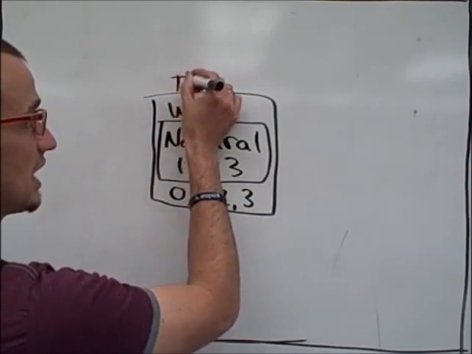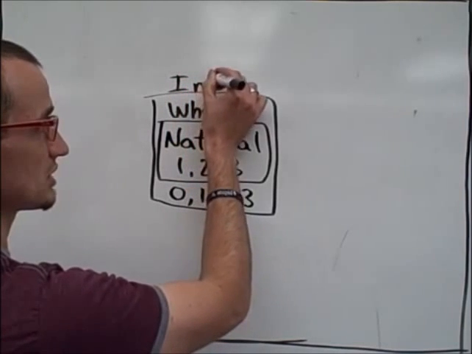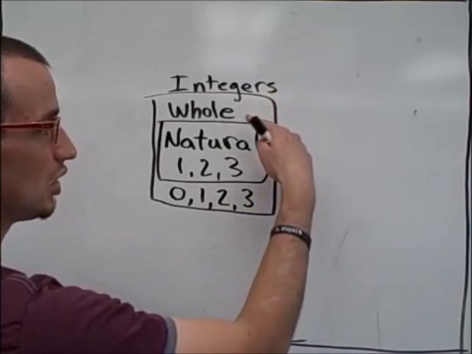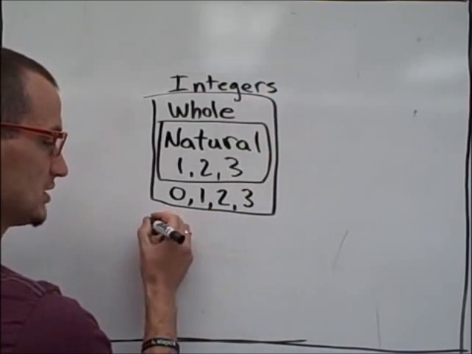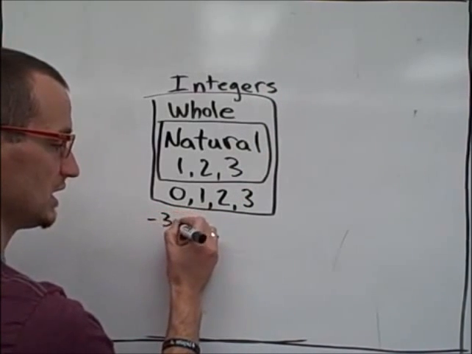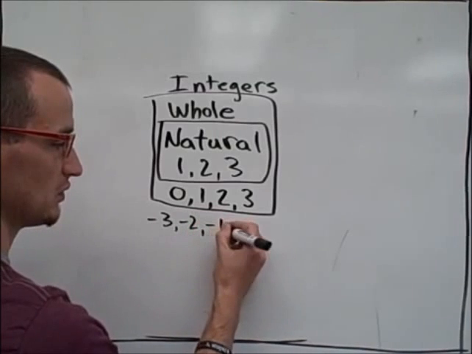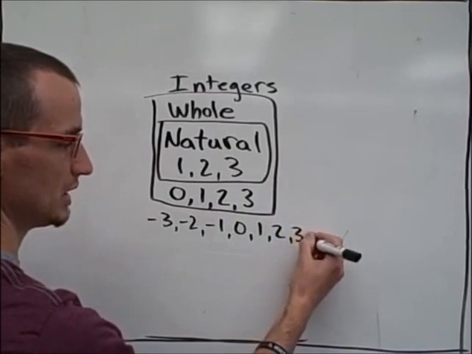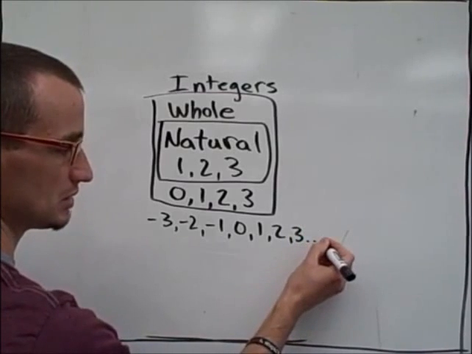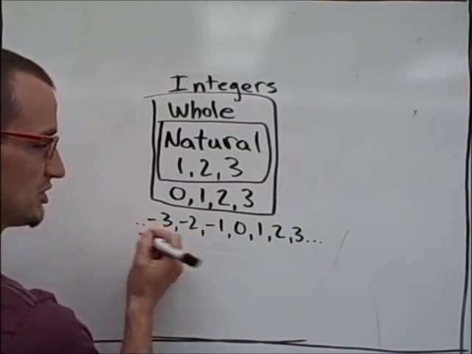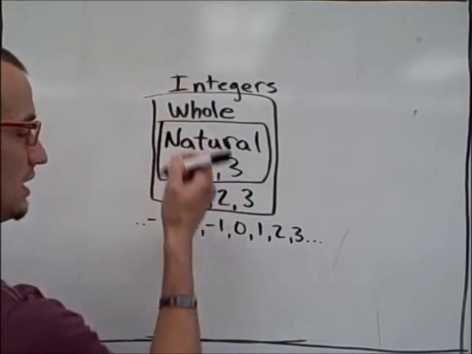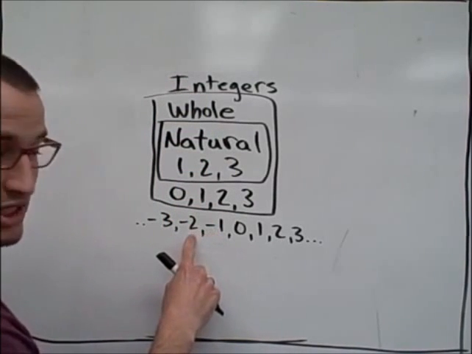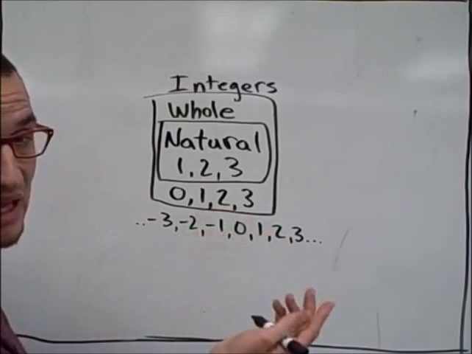NWI, the first I is for integers. Integers are whole numbers and their opposites. So -3, -2, -1, 0, 1, 2, 3, continue on, in both directions, both positive and negative. Integers will show you a negative temperature, a loss of yardage in a football game, a negative bank account.